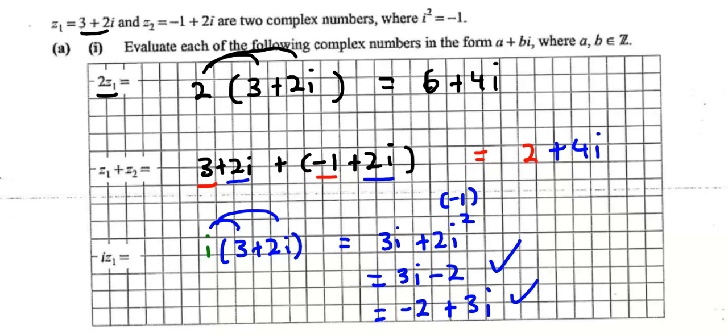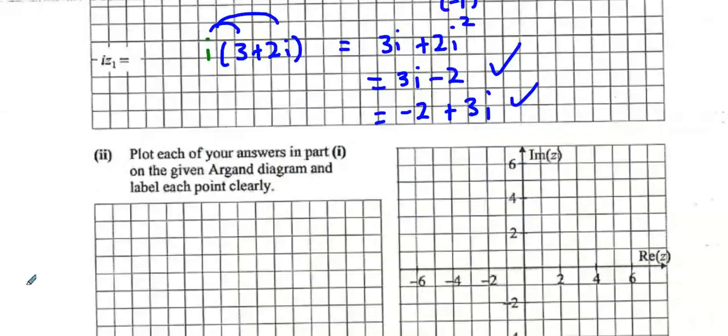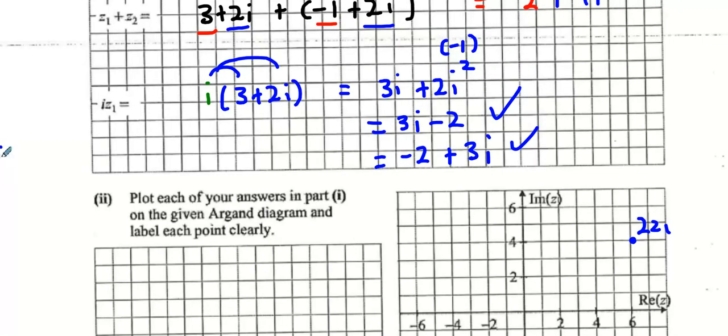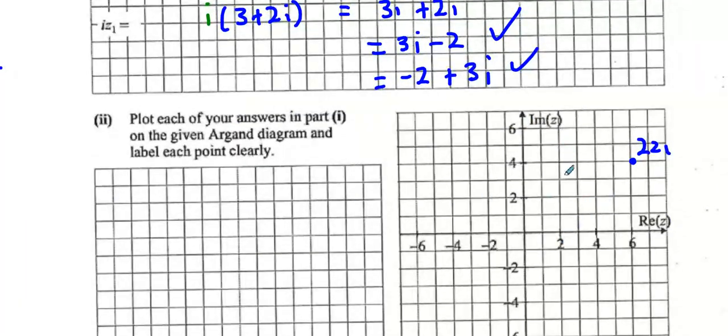Okay. Now, label each point. All right, let's do 2 times Z1. 6 plus 4i. 6 across, 4 up. That is your 2Z1. Okay, your next one is your 2 plus 4i. 2 across, 4 up. That's your Z1 plus Z2. And finally, -2 plus 3i. That's your IZ1. We okay with that? All right.